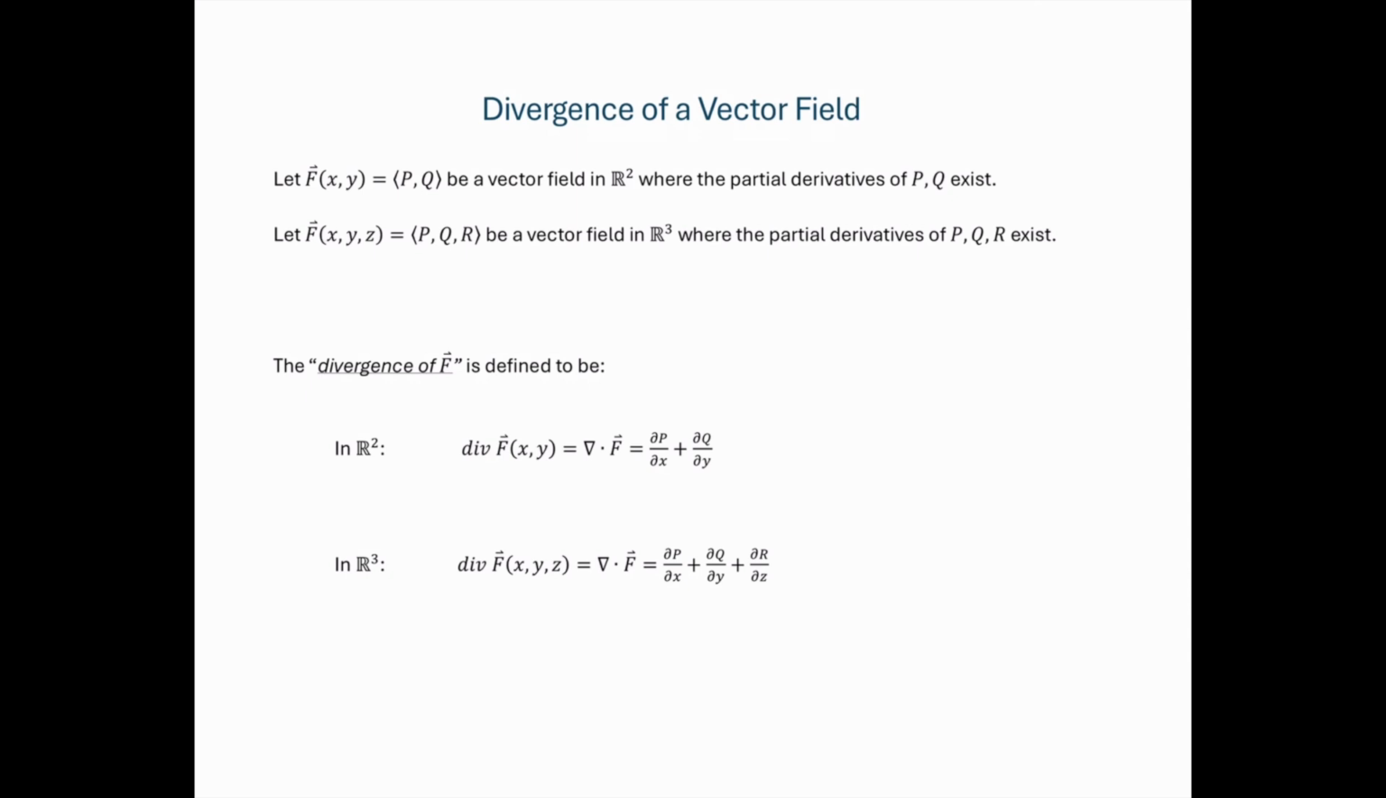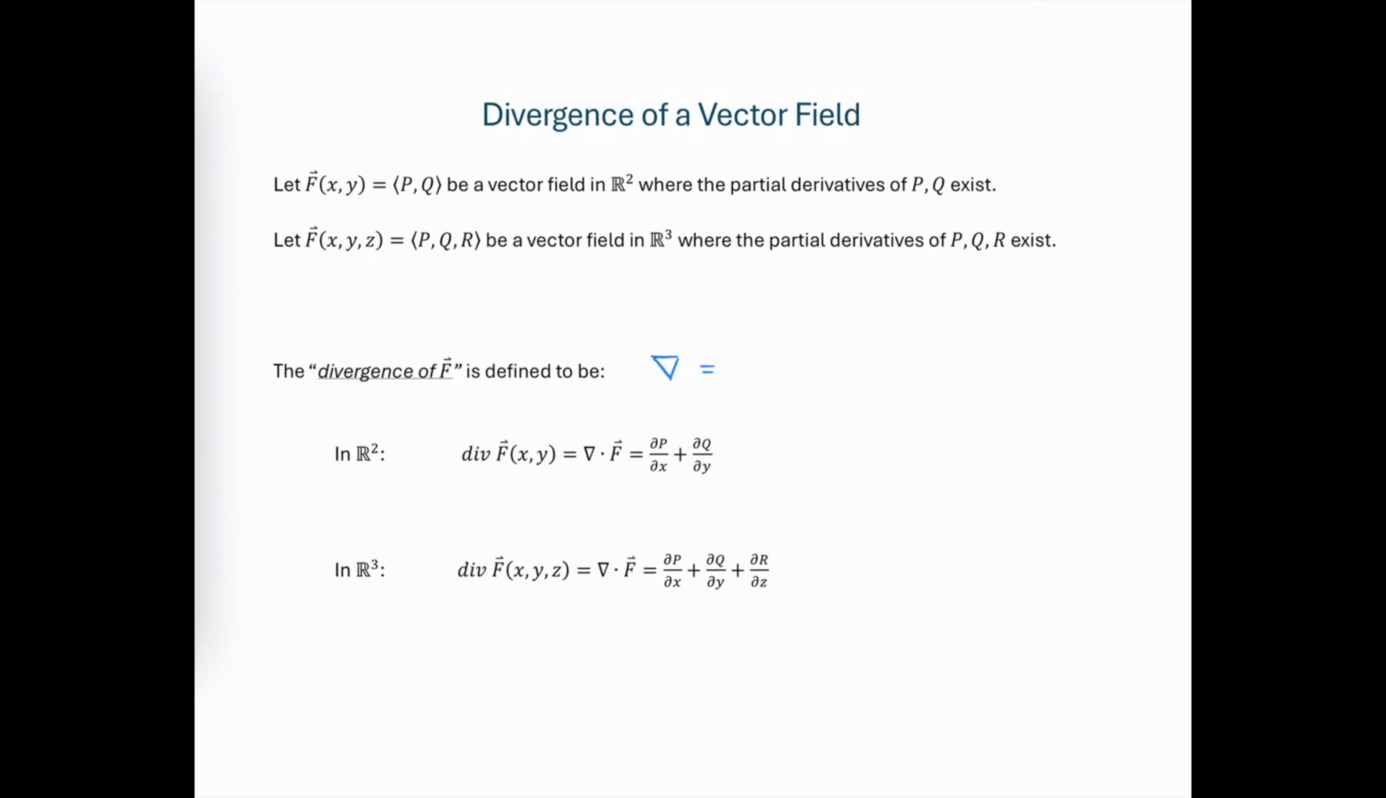The divergence of a vector field gives us information about the change in density at a particular point. In order to calculate the divergence of a vector field in either 2 dimensions or 3 dimensions, we will again need to use this del operator, which in 2 dimensions looks like partial with respect to x, partial with respect to y, and in 3 dimensions we simply tack on the partial with respect to z.